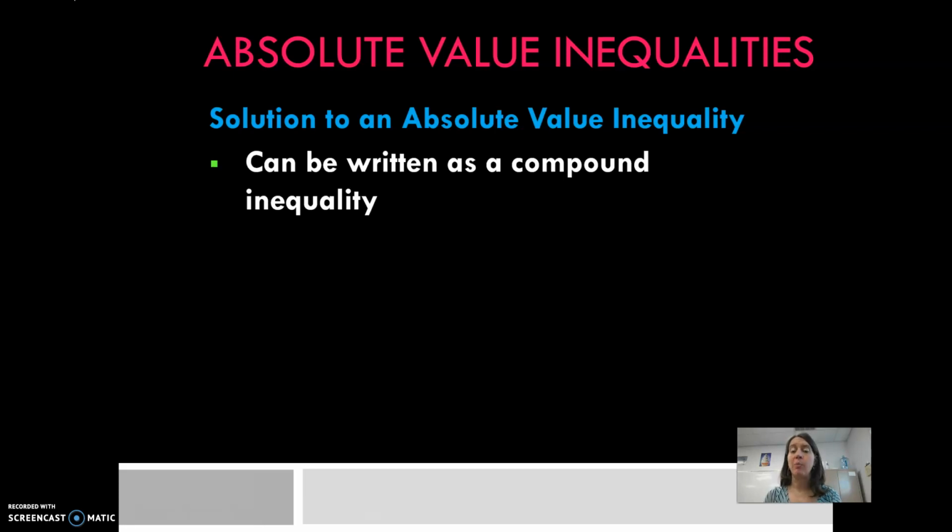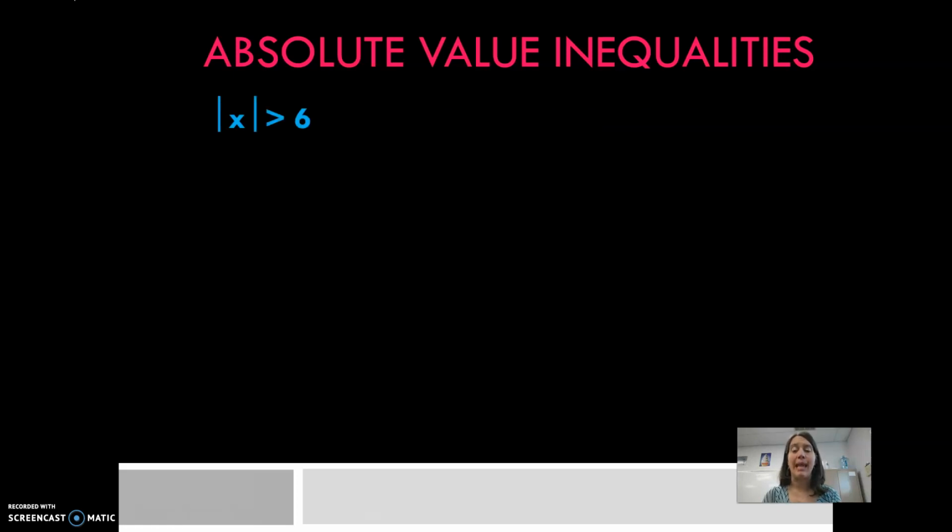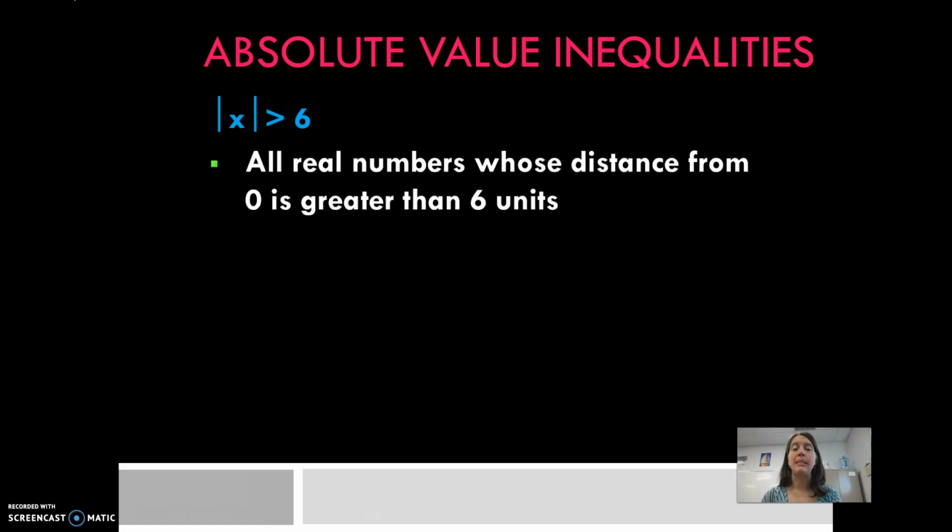The answers yesterday were in between two numbers, and today we'll see how the question sets up when I have a question that looks like the following, where the absolute value of x is greater than 6. So what does that question actually mean? The question wants me to give any real numbers whose distance is greater than 6 spaces away from 0. It's more than 6 spaces away from 0.